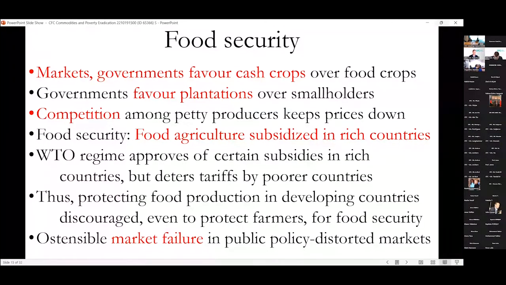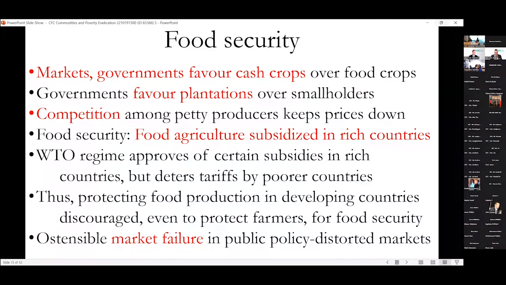Another bias, which is very important to recognize, is that generally speaking, governments tend to favor large agricultural interests, such as plantations, or in Latin America, what are called latifundia, over small producers, such as what in Latin America are referred to as minifundia. Another important phenomenon is that we find, since the beginning of the 20th century at least, the intense competition among petty producers has been encouraged, which partly contributes to the decline of agricultural prices, which I noted earlier.